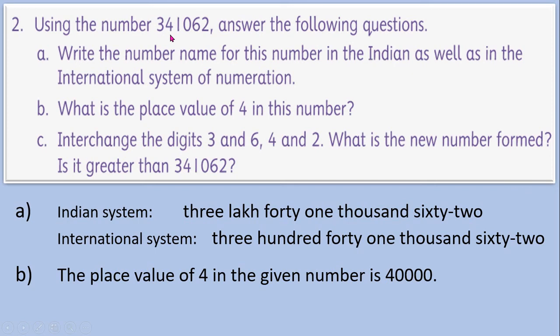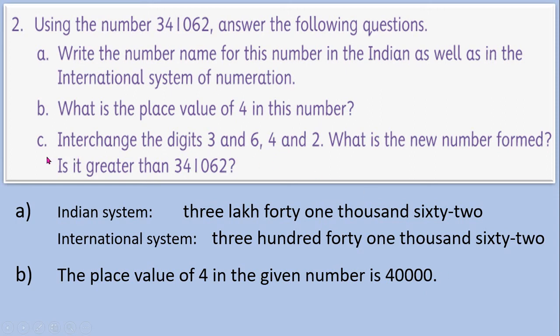Look at the position of the 4 here. 2 is in 1's place, 6 is in 10's place, 0 is in 100's place, 1 is in 1000's place, and 4 is in 10,000's place. Therefore, the place value of 4 in the given number is 40,000.